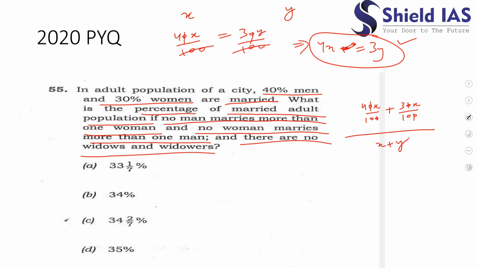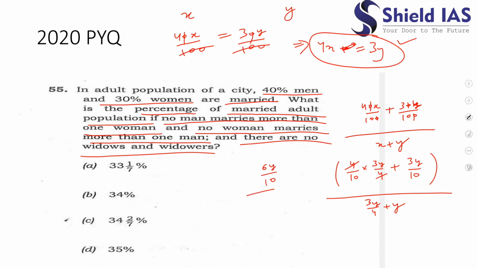write 4 by 10 into 3y by 4, plus it would be y, right? Plus 3y by 10, upon 3y by 4 plus y. This I can always write. The 4s cancel. It would become 6y by 10 upon 7y by 4. Yes, it is easy. The y cancels. It would become 24 by 70.